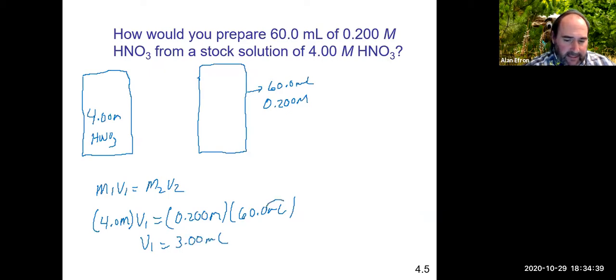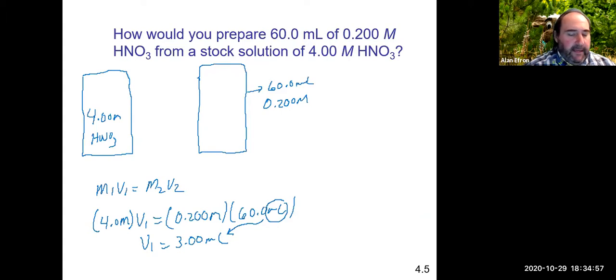So since I did not convert it to liters, my answer ended up being in milliliters here on the back end. Obviously, if you converted it to liters, you would end up with liters as your answer. First off, any questions on that calculation?